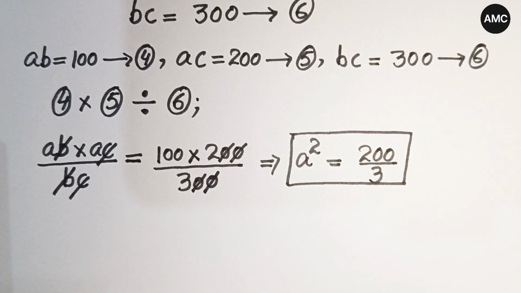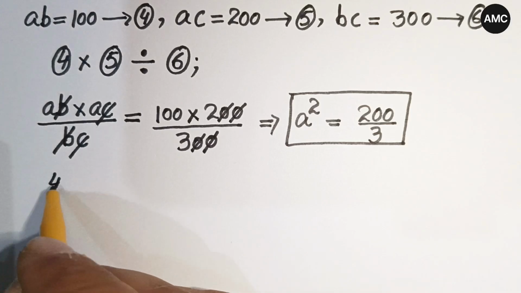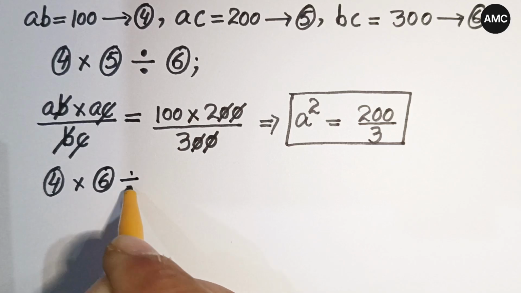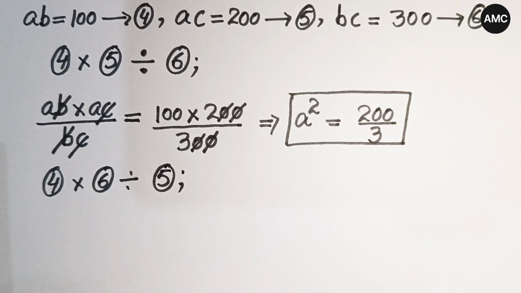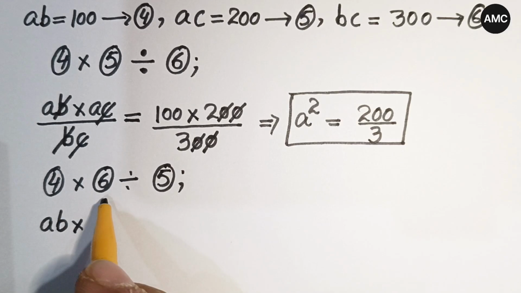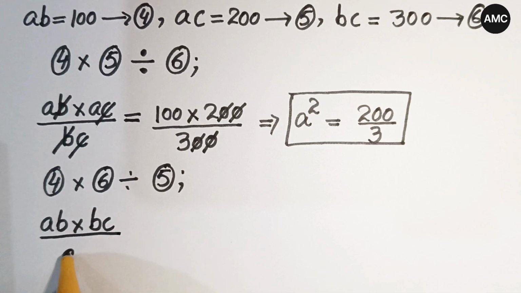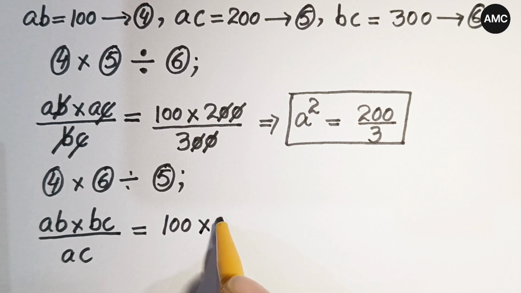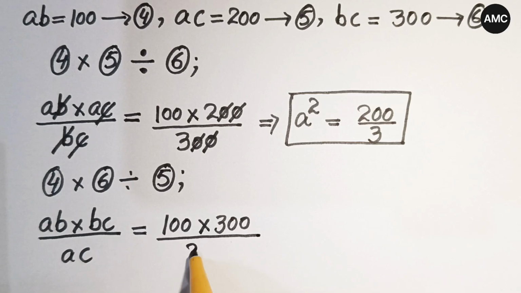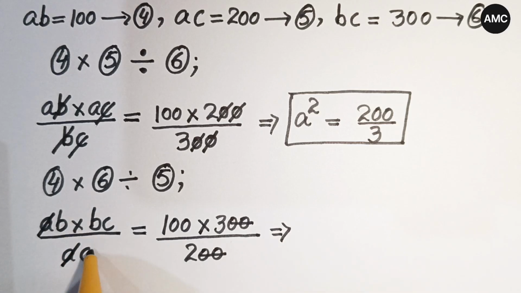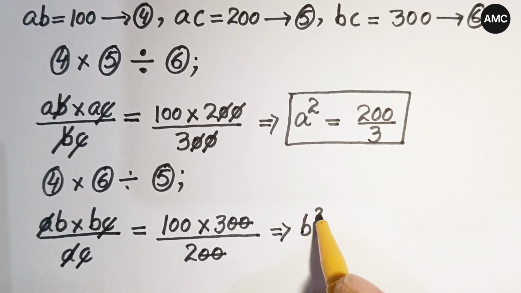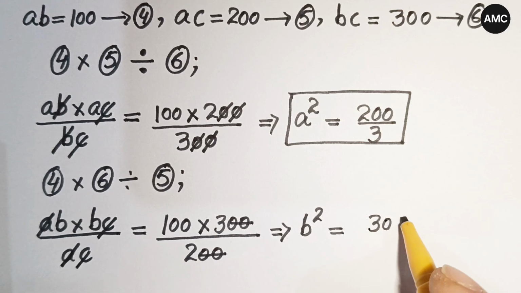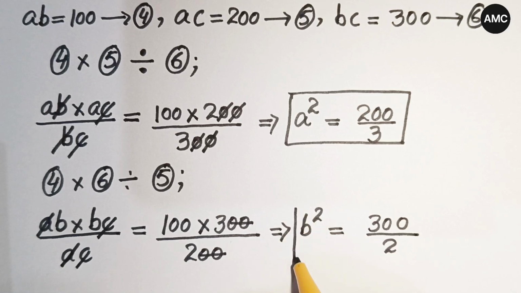Similarly, we are going to multiply equation 4 with equation 6 and divide by equation 5. Equation 4 is A times B multiplied by equation 6, which is B times C, all over A times C. That is equal to the right hand side of equation 4, 100, and the right hand side of equation 6, 300, over the right hand side of equation 5, 200. So these two zeros are cancelled, A is cancelled with A, C is cancelled with C, B times B is B squared, equal to 300 divided by 2. It is the value of B squared.